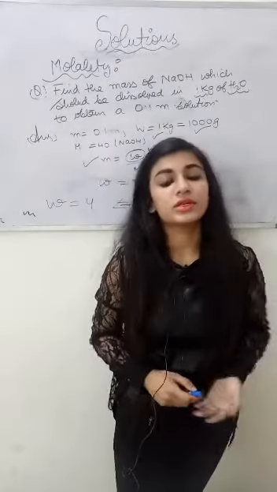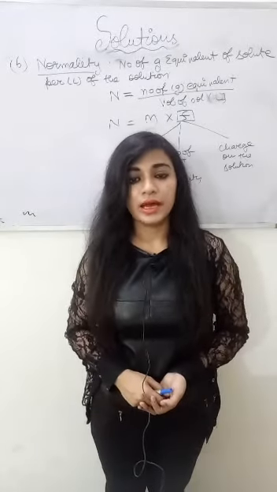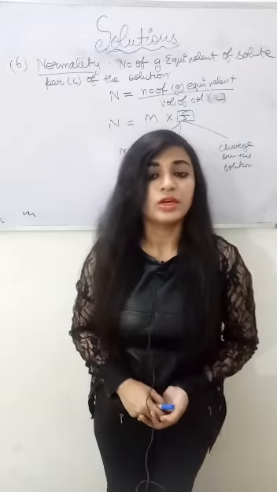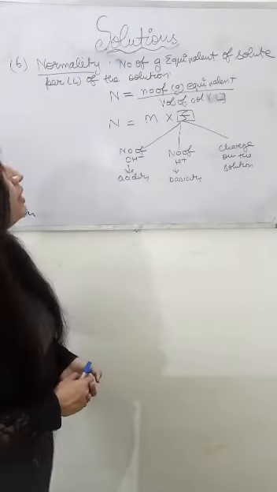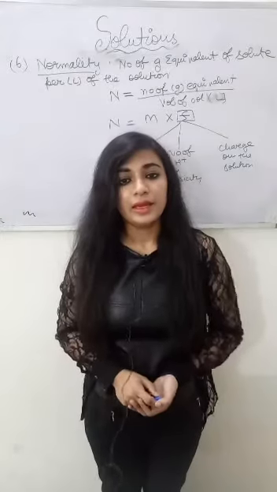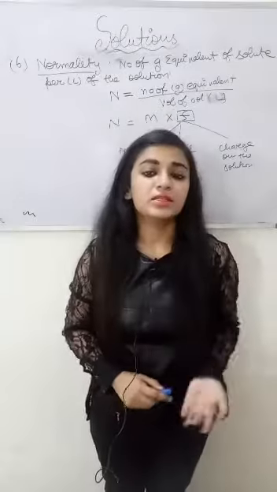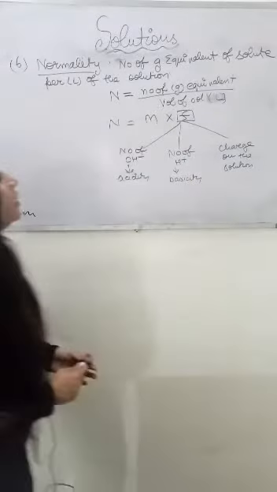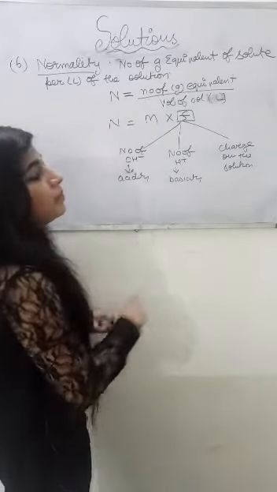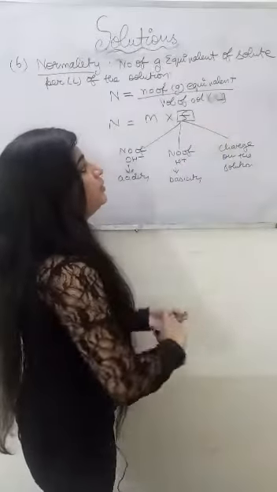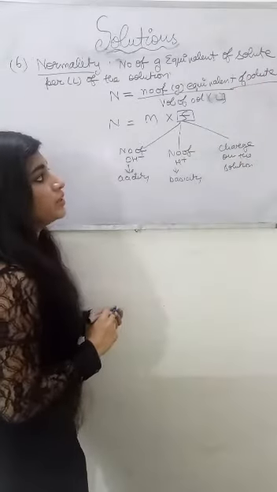Okay, now we are going to discuss another concentration term, which is normality. What is normality? Normality is the number of gram equivalents of solute per liter of the solution. What is normality? I am repeating. It is the number of gram equivalents of solute per liter of the solution, termed as the normality of the solution. It is represented by the capital N, and the formula of normality is number of gram equivalents of solute by volume of solution in liter.